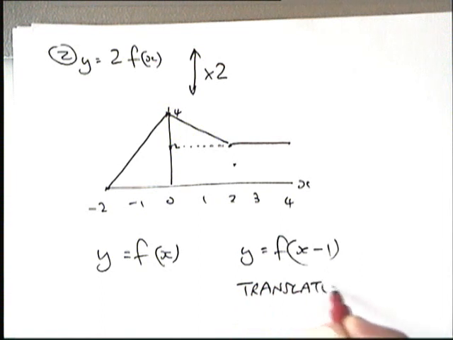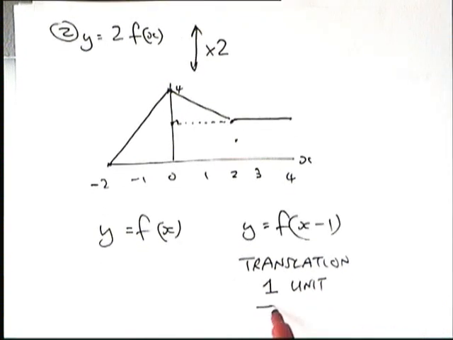It would be a translation if it was a plus number as well, but a minus number means you go to the right by that many. So it's a translation of 1 unit to the right. That is what they're looking for in that question. And there are 2 marks, one for the word translation and one for the 1 unit to the right.